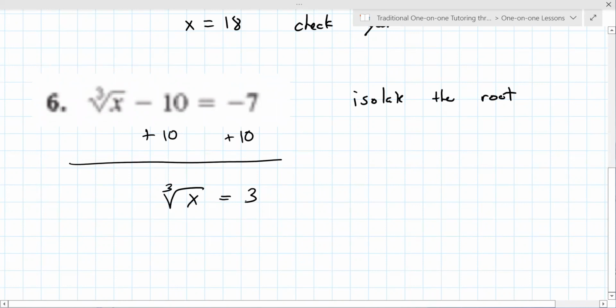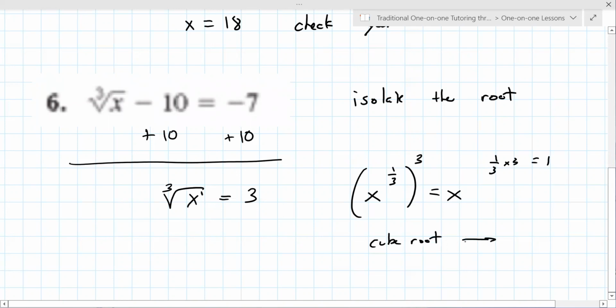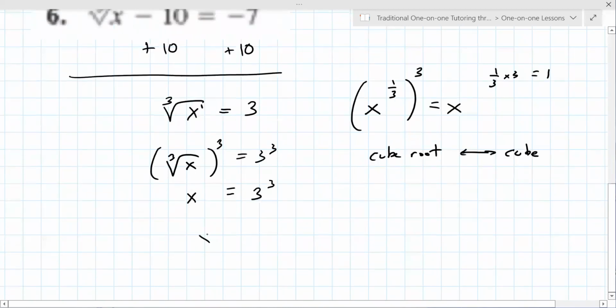All right, now from here we need to know how to undo a cube root. I think we looked at this last time. It's really x to the 1/3 power. So you undo it by raising it to the power of 3, because 1/3 times 3 is 1, and the goal is to get it down to x. So you cube both sides. If it's a cube root, you undo it with a cube, power of 3. So you raise both sides to the power of 3, and x becomes 3 cubed, which is 3 times 3 times 3, which is 27.